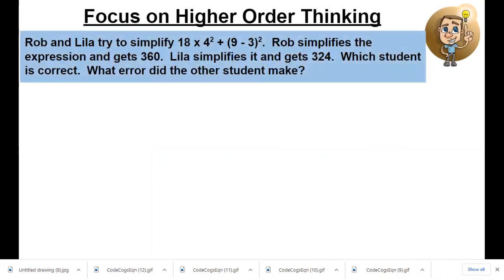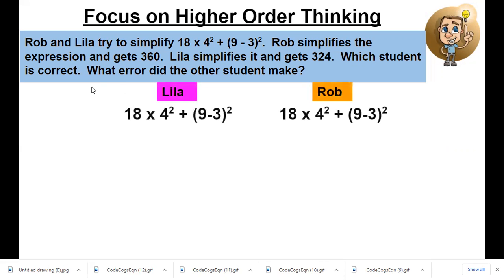Rob and Lila try to simplify 18 times 4 squared plus 9 minus 3 squared. Rob simplifies the expression and gets 360. Lila simplifies it and gets 324. Which student is correct, and what error did the other student make? Well, let's do them. Okay, let's do Lila first.